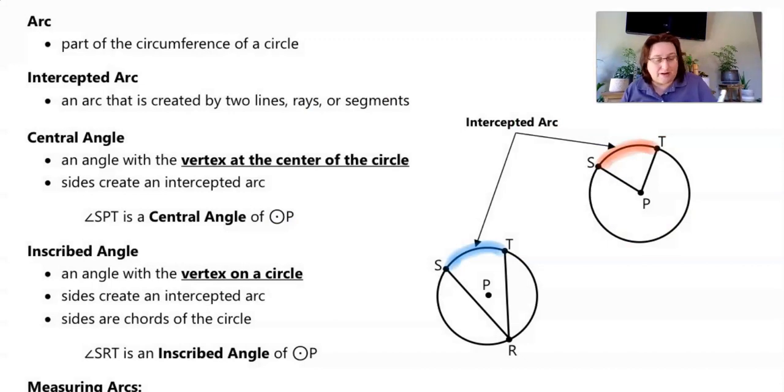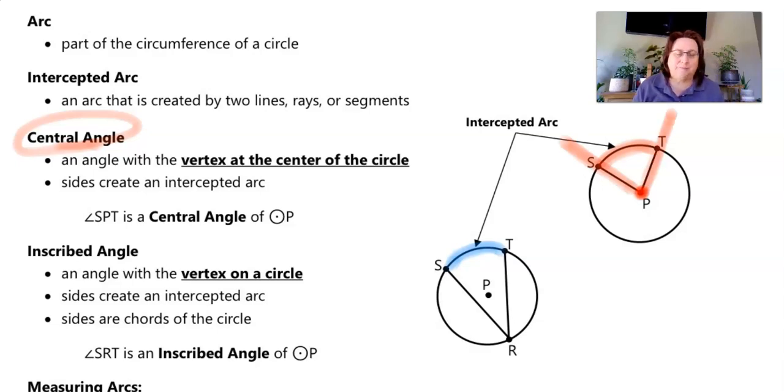If you guys look right here, a central angle, that's the one that I highlighted in red. The vertex is in the center of the circle. Hey guys, doesn't that make sense? Central angle, center of the circle, right? So do you see how this angle creates arc ST? Okay, so how does that help us with the measurements? I'm going to show you guys here in just a second.